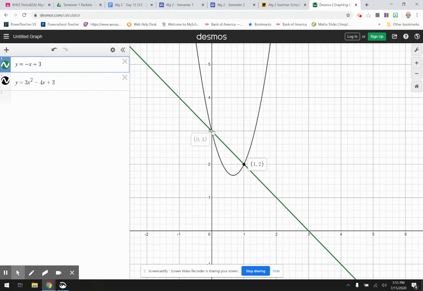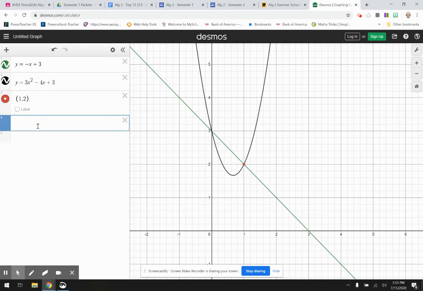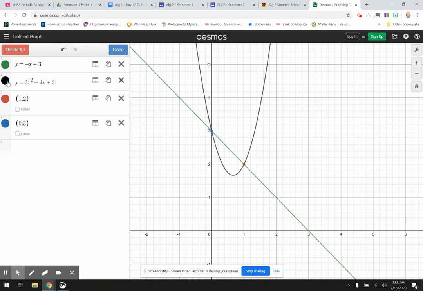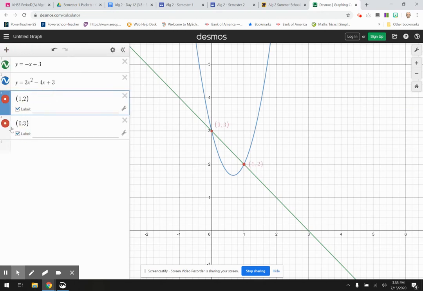where they touch, 1, 2, and 0, 3. So let's go ahead and plot those. 1, 2, 0, 3. We want the 2 graphs to be in green and blue, and they want the 2 points to be in red. Okay, we want to label the 2 points. And there you go. There's your 2 answers, 0, 3, 1, 2.